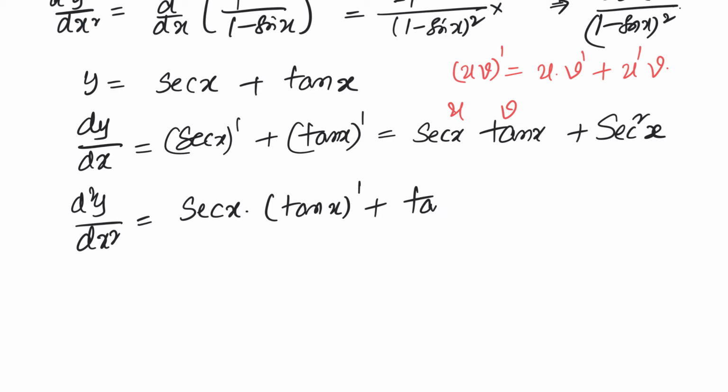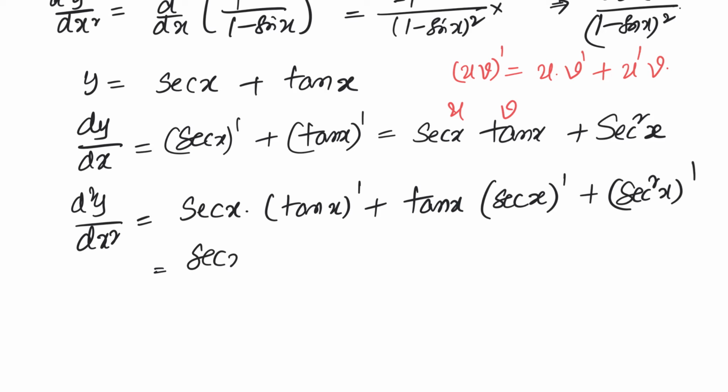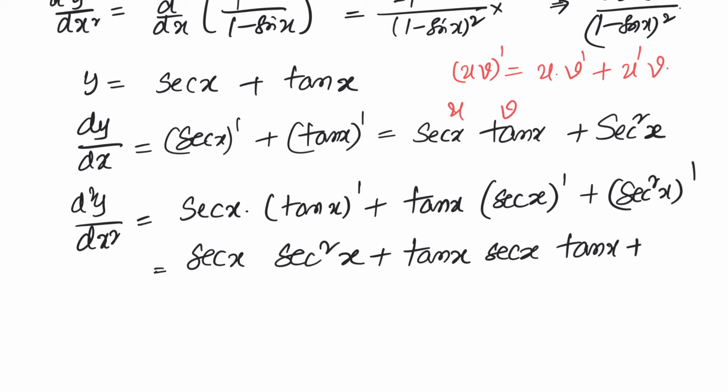plus tan x into the derivative of secant x, plus the derivative of secant square x, which is equals secant x into secant square x plus tan x into the derivative of secant x, which is secant x tan x, plus the derivative of secant square x. Derivative of x square is 2x, so we'll have 2 secant x into the derivative of secant x by chain rule, which is secant x tan x.